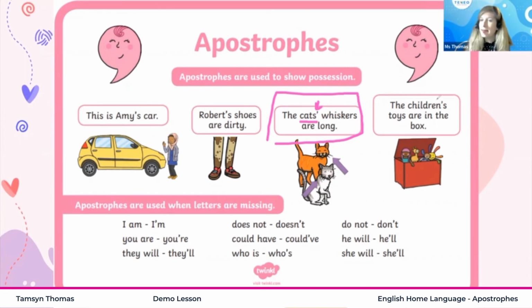Perfect. And then this last one, of course, we can't fool you with this one, as we've already discussed. The toys belong to the children, not the children's. So we cannot put the apostrophe over there. It has to be between the N and the S, because we're talking about the toys that belong to the children.